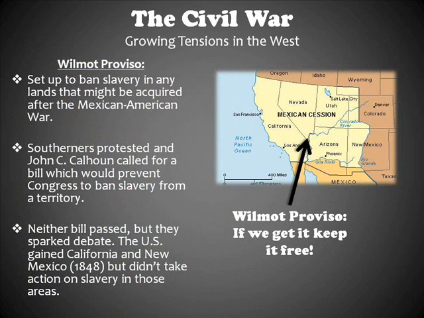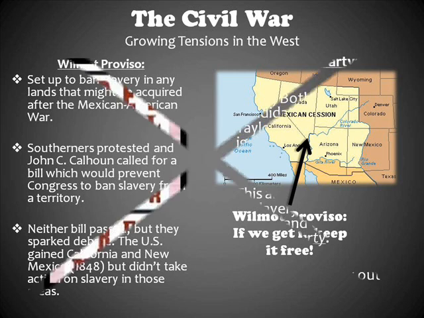Tensions were again raised with the introduction of the Wilmot Proviso, and this set up a possible ban on slavery in any lands that might be acquired after the Mexican-American War. At this time, Mexico and America were at war, and some Americans thought, well, if we win the war and get land, we need to decide, should it be slave or free? So this proviso set up a way of making sure that any land gained would ban slavery. Southerners protested this, and John C. Calhoun of South Carolina called for a bill which would prevent Congress from banning slavery in any new territory. Now, going through the process of becoming a law, neither bill passed, but it did spark debate. The U.S. gained California and New Mexico in 1848, but it didn't take action on slavery in those areas, so they were kind of left in limbo.